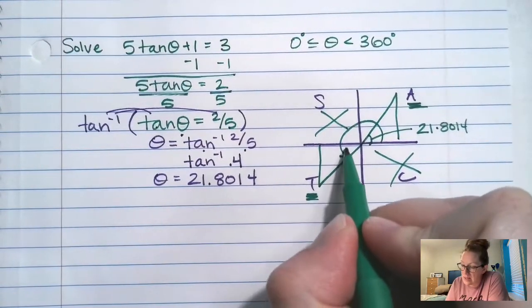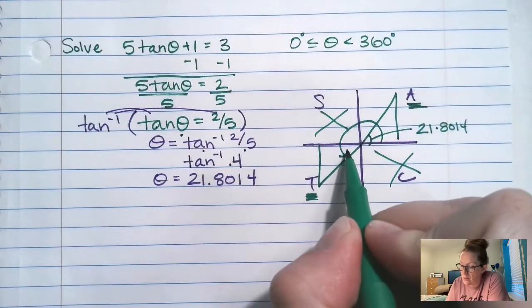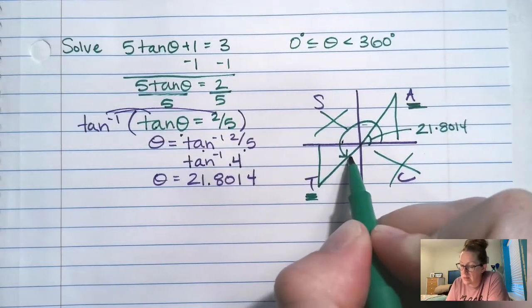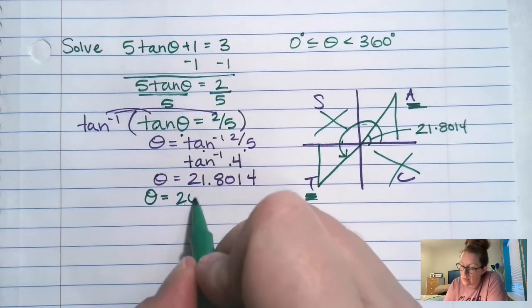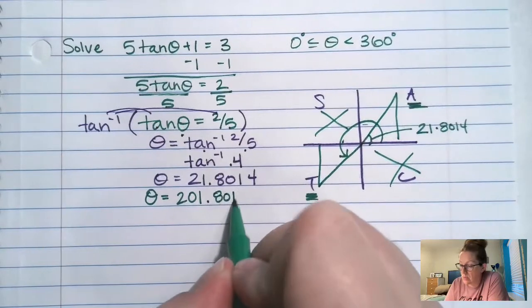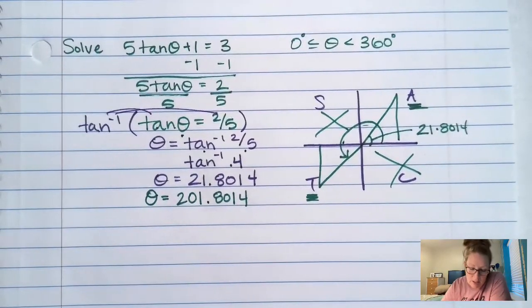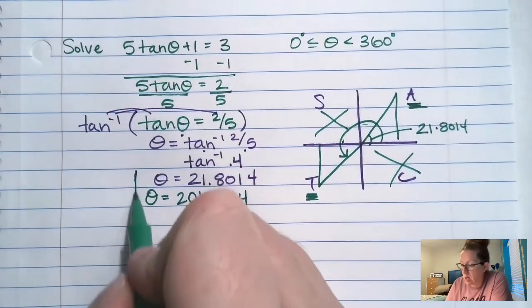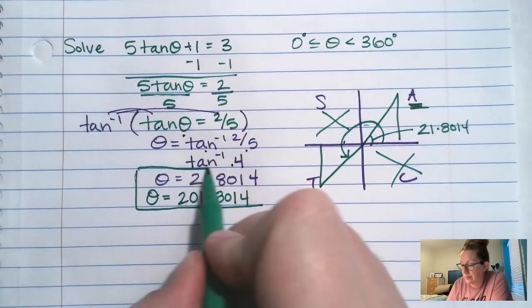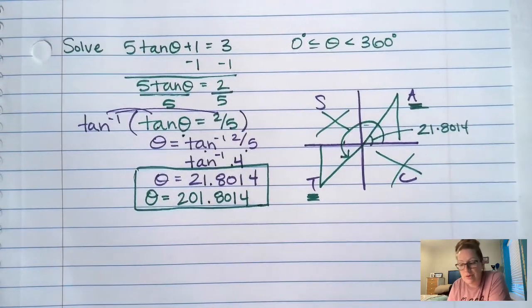So if theta is 21.804, I could say 180 plus 21.804. 180 plus that, so it's going to be 201.8014. Let me just double check it, because watch, that's not going to be right, and it's going to be on a video, which won't help you guys learn. This is silly. I know it's right. And there you go. There's your answer.